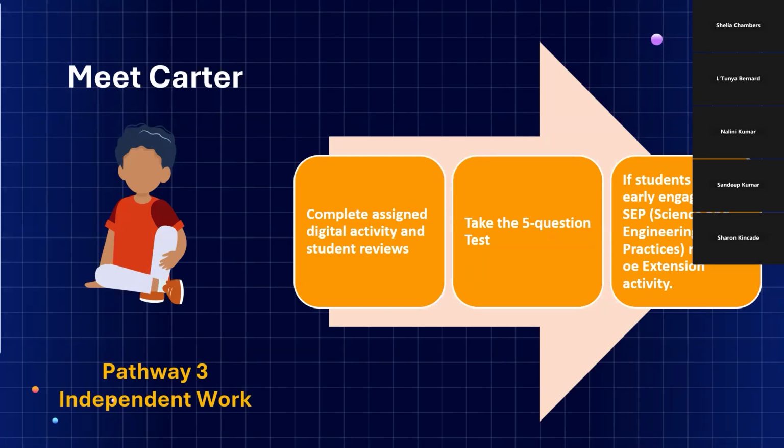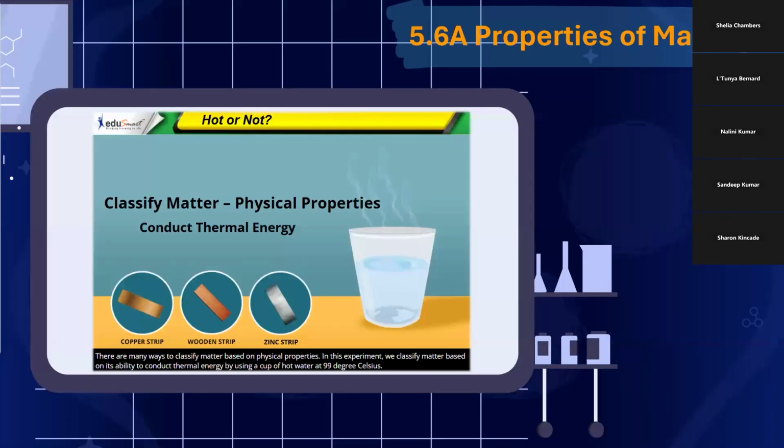So Carter is going to complete the digital activity and student reviews. He's going to take the 5-question test. And then if he finishes early, he can move on and do the extension activity. So what that looks like is they're going to have some kind of digital activity, whichever has not been done in pathway 2 will now be done in pathway 3. So if I did a simulation in pathway 2, we're going to do an interactivity in pathway 3.